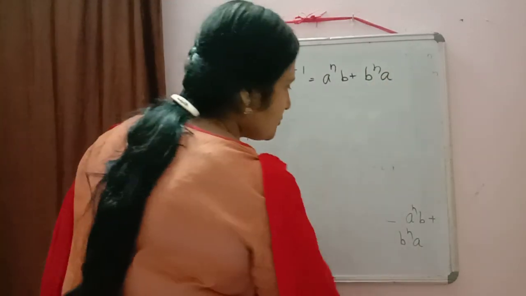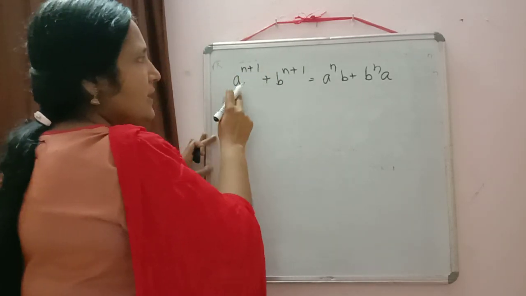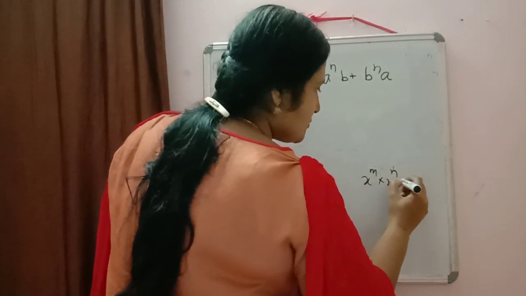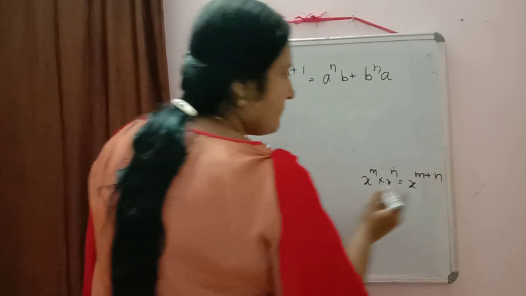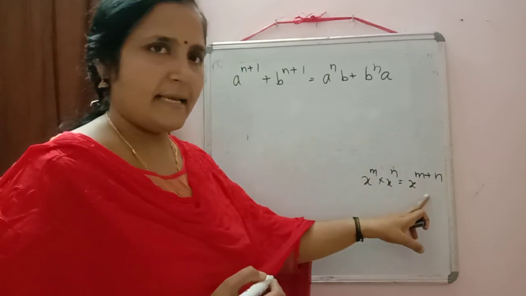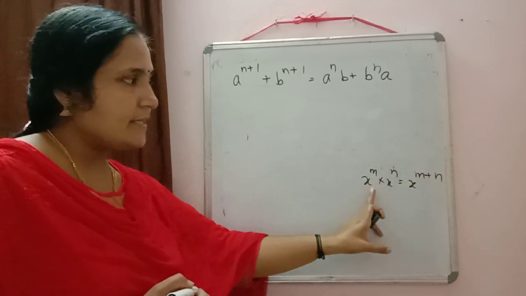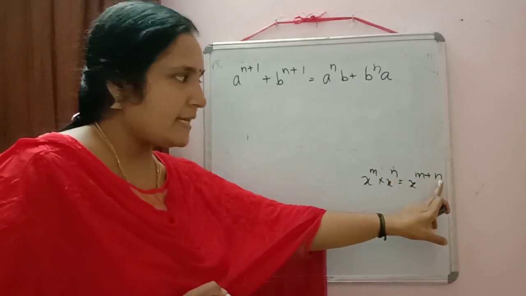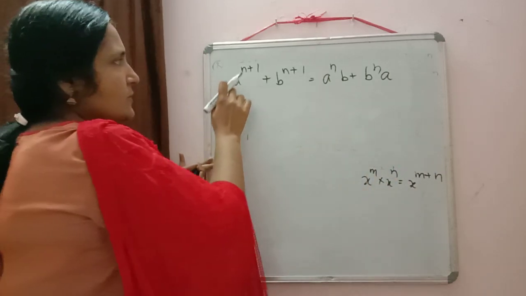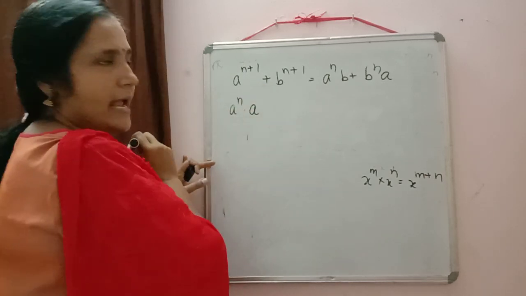In whichever term a raised to n is there, those terms we will write together. A raised to n plus 1. Here, how will we rewrite this one? We know this formula: x raised to m into x raised to n is equal to x raised to m plus n. Normally this type of question is always given in this way. Now we will rewrite it: x raised to m plus n can be written as x raised to m into x raised to n. So here also a raised to n plus 1 can be written as a raised to n into a.